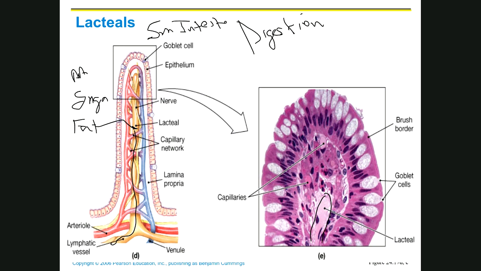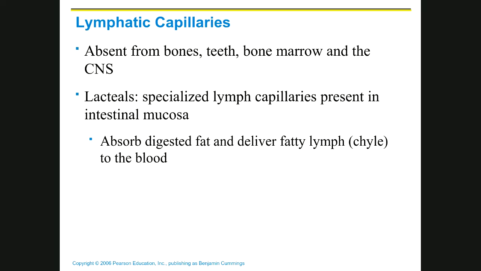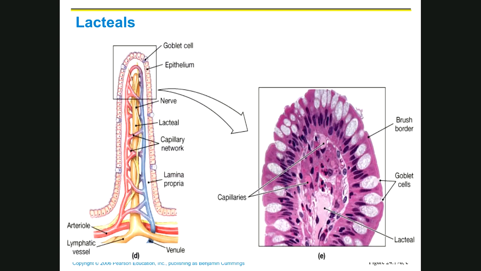These capillaries have a special name. They're called lacteals. So lacteals are nothing but lymph capillaries that are in the intestines, and they absorb fat. And they take the fat basically to the liver.